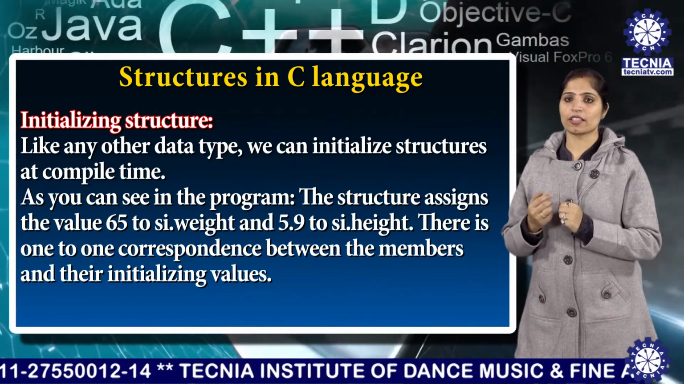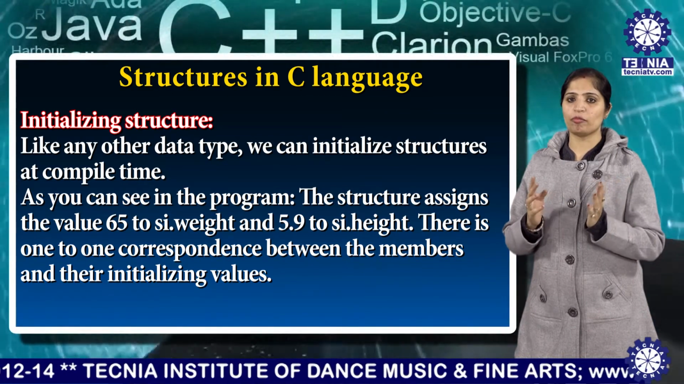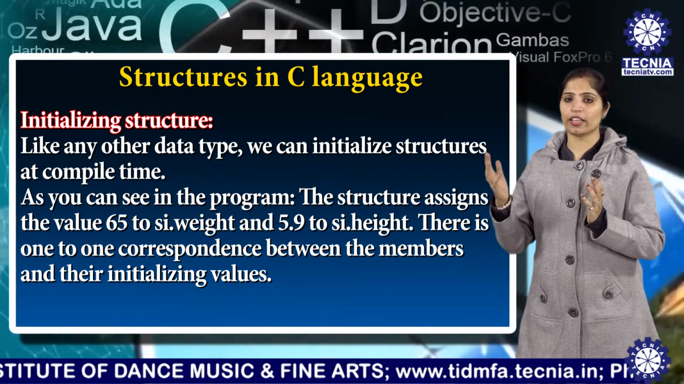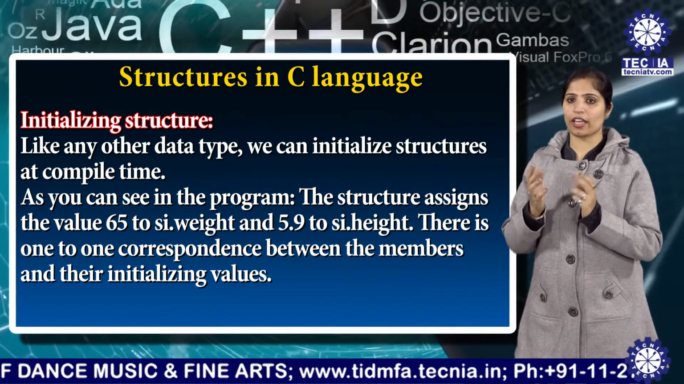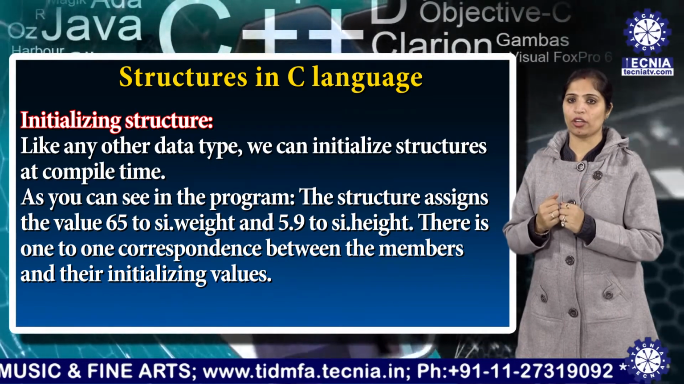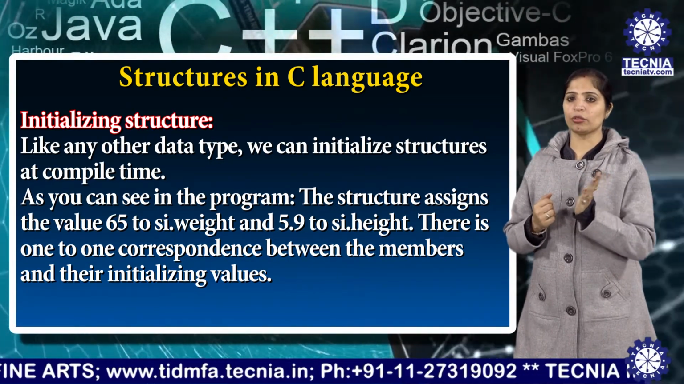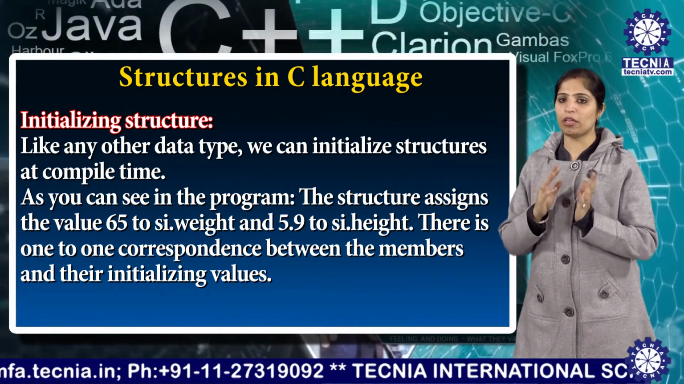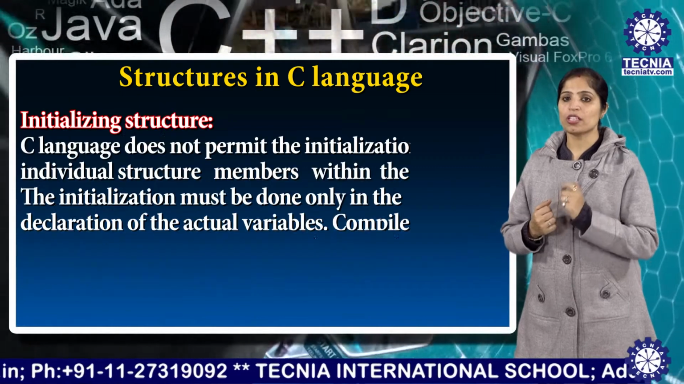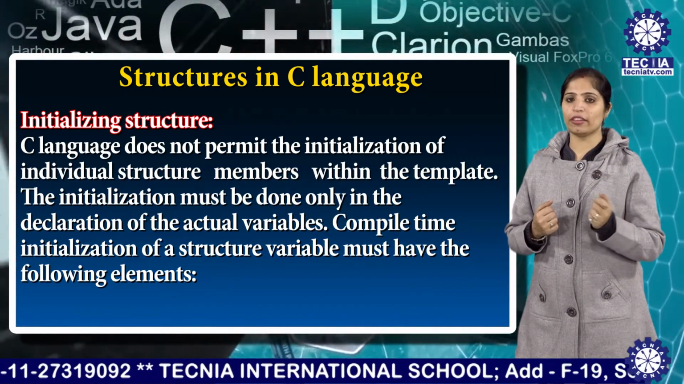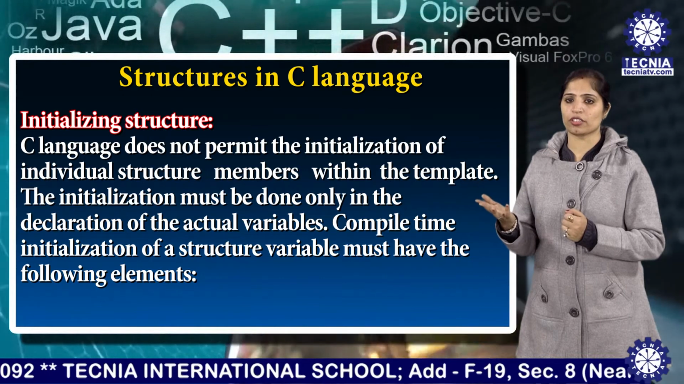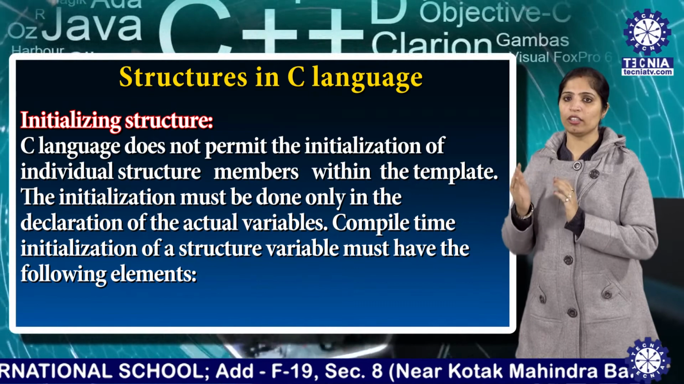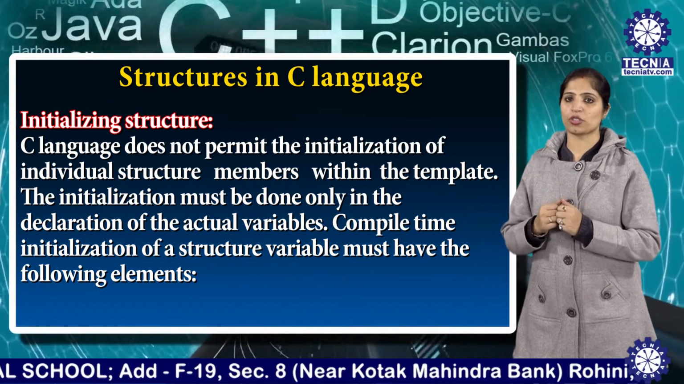Next is initializing a structure. Like any other data type, we can initialize a structure at compile time. We can see in the program, the structure assigns the value 65 to s1.weight and 5.9 to s1.height. There is one-to-one correspondence between the members and their initializing values. C language does not permit the initialization of individual structure members within the template. The initialization must be done only in the declaration of the actual variables.